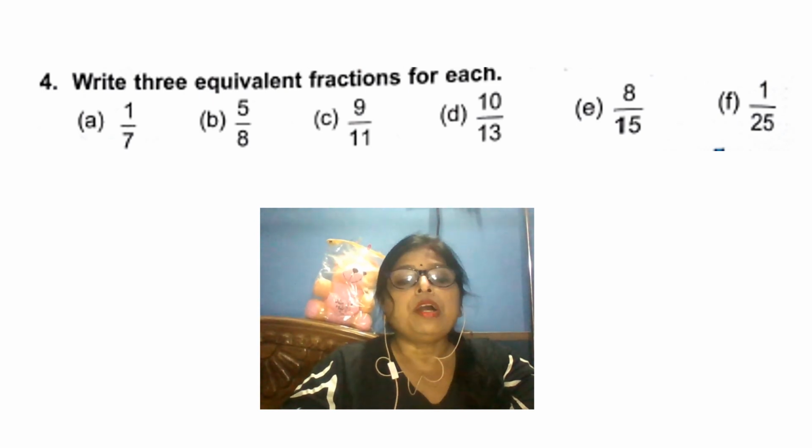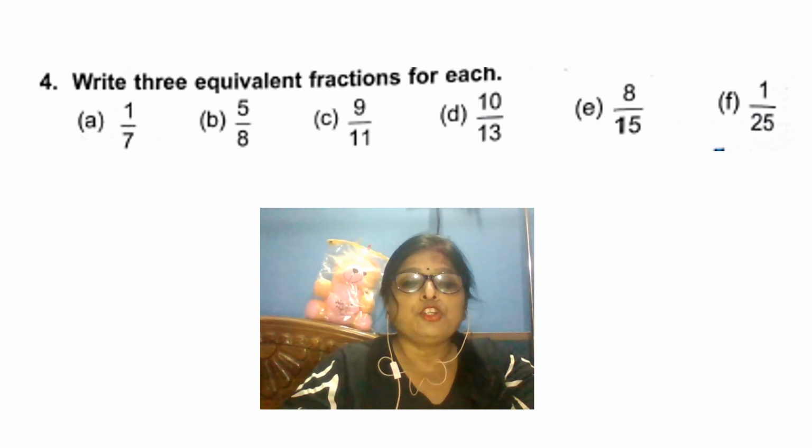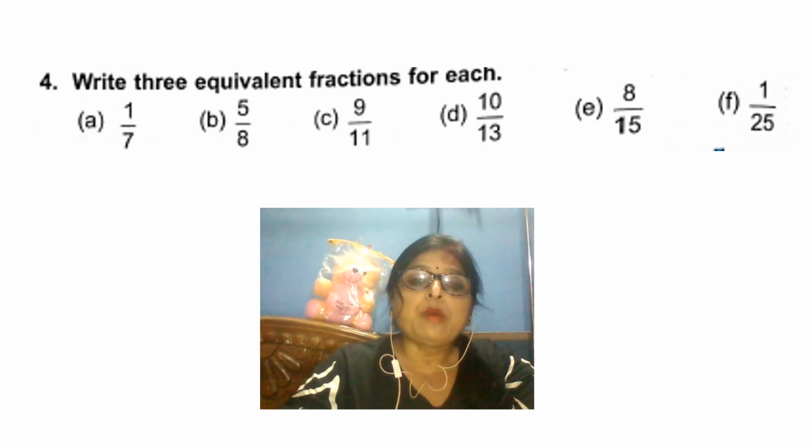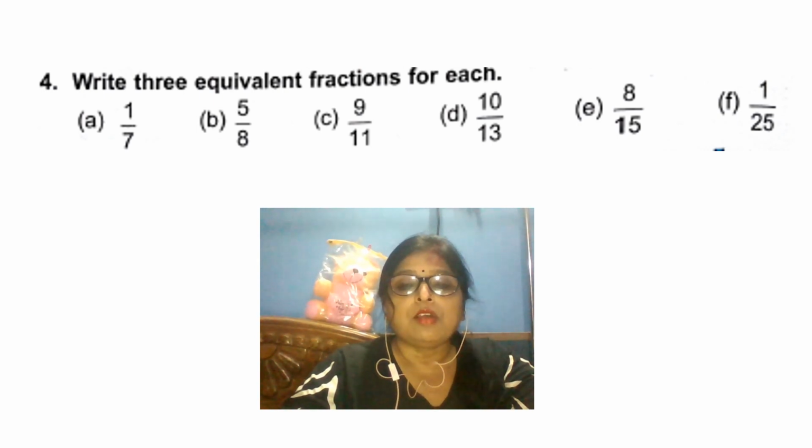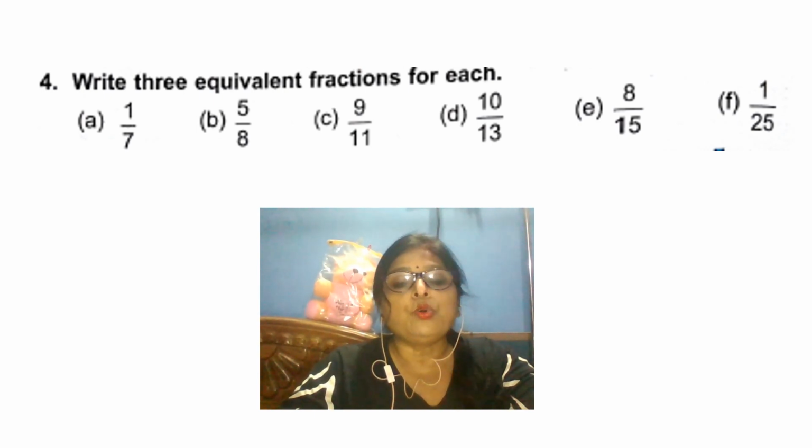Now question number 4. Write 3 equivalent fractions for each. 1 by 7 is a fraction. You multiply it with the same number and then find out the equivalent fraction. One question I am going to explain. 1 by 7, you multiply it by 2, so 2 by 14. Again by 3, 3 by 21, and by 4, 4 by 28. With the help of this multiplication process, you find out the equivalent fractions of the given questions. Solve the questions. I think all of you have understood it. Now it's your turn to do your work neatly and carefully.